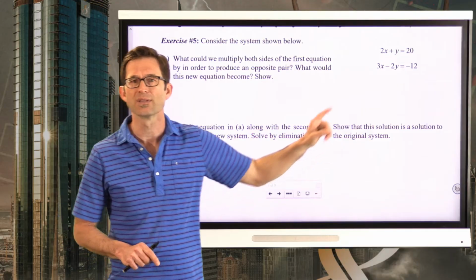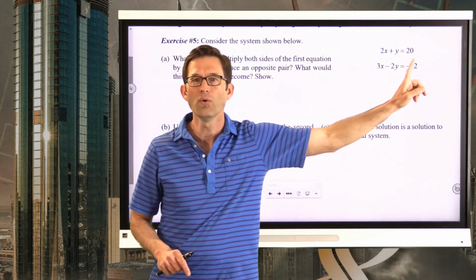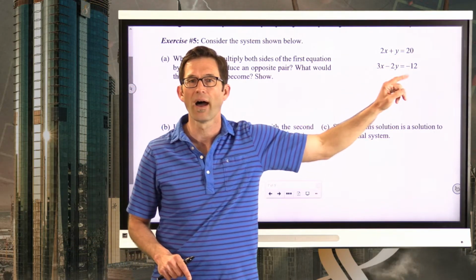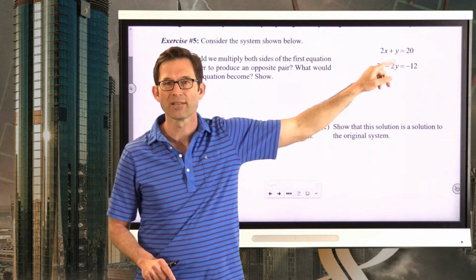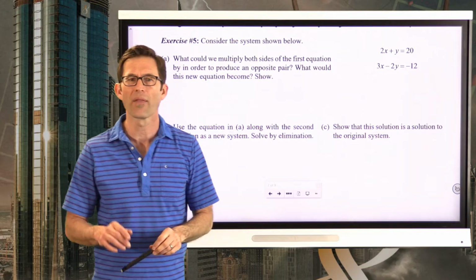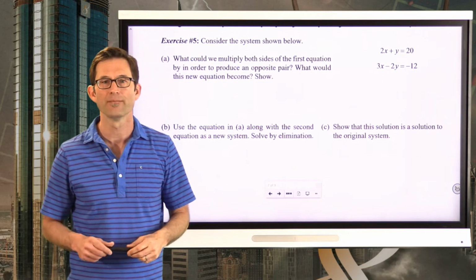So my question is, what could you multiply both sides of this first equation by in order to have something down here that would cancel with that new equation? Think about that a little bit. Pause the video now.